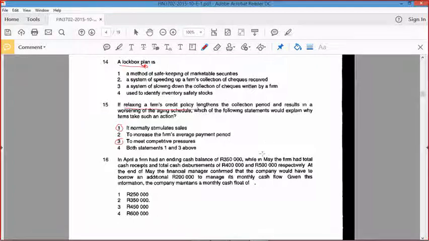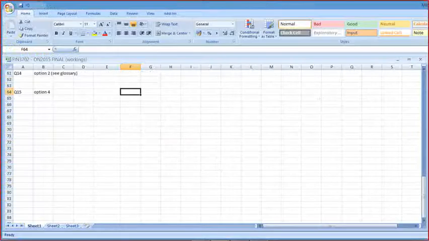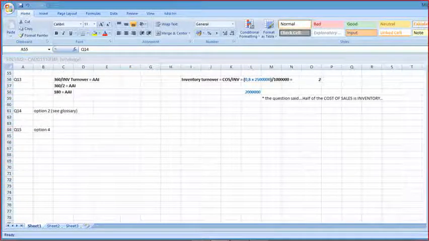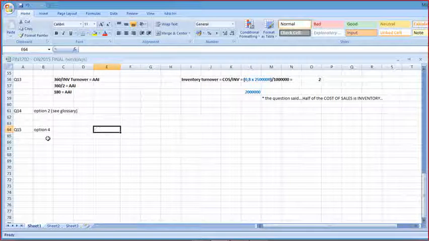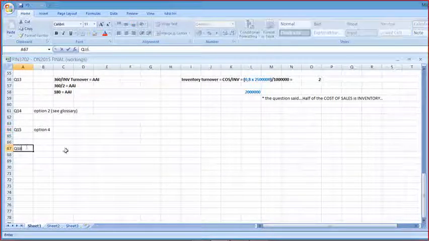Right, 16. I think we've looked at a question like this before. Was this the one? No, it wasn't. It was the other one. Okay, we'll get there just now. Okay, question 16.